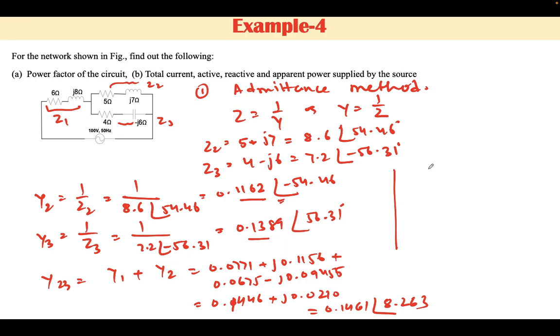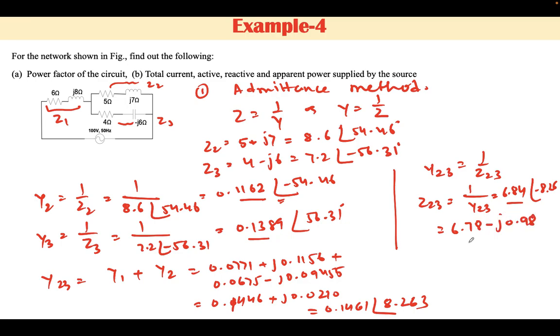We know Y23 is equal to 1 by Z23, and hence Z23 will be equal to 1 by Y23, which is equal to 6.84 angle of minus 8.26. Now this is Z23, right? Now further writing this equation in rectangular form, it will be 6.78 minus j0.98, which is the equivalent impedance of this branch.